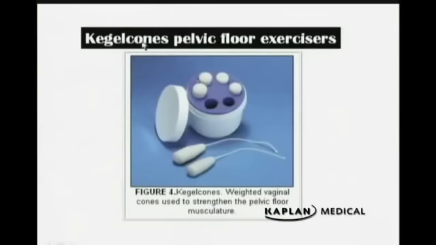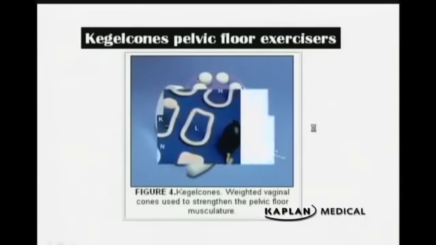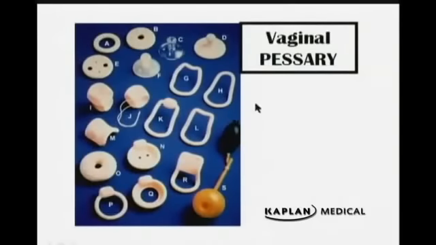Here's another one. Kegel cones. Pelvic floor exercises. Very similar. They're weighted vaginal cones, and you put them in the vagina and keep them from falling out. The muscles that you use for the Kegel exercises are the same ones as you use to hold a urinary stream from coming out. Okay, vaginal pessary.